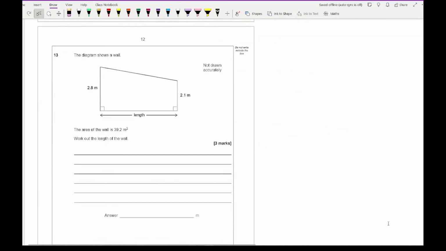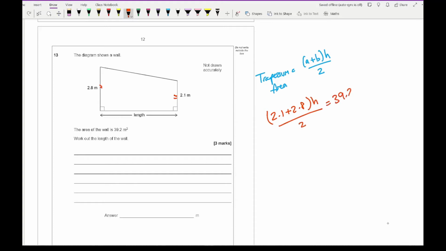Moving on to question 13, it says the diagram shows a wall, and the area of the wall is 39.2, and it says work out the length of the wall. Now this is obviously a trapezium, and to work out the area of a trapezium, it's the two parallel sides added together, multiplied by h, the height, divided by 2, and that equals the area. So for this, let's have a look at substituting numbers in. The two parallel sides are 2.1 and 2.8, so what we've got is 2.1 plus 2.8, times the height, which I don't know, so I'm just going to call that h, divided by 2, and that is equal to 39.2.